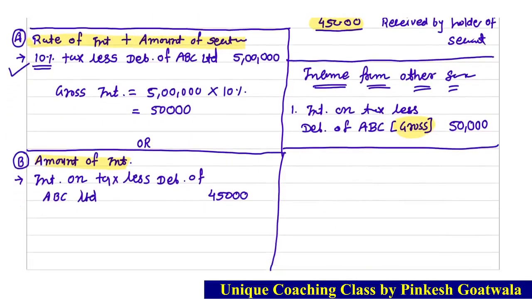Here the amount of interest is given. Look at interest on taxless debenture of ABC Limited. Here they give the amount of interest, right? So here is an important thing: when the amount of interest is given, it means it's the received amount of interest. Think practically.